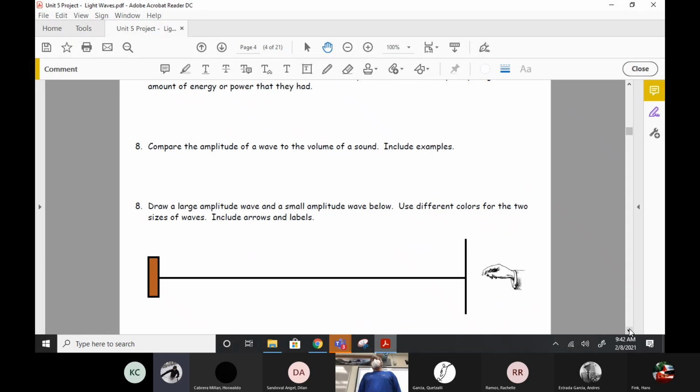I think it would be a good idea if you included a label showing amplitude. For example, if I did this label, that would not be amplitude, would it? That's wavelength. So we don't want to see that, but to make it clear, you want to show this is the amplitude. So include those labels on there.